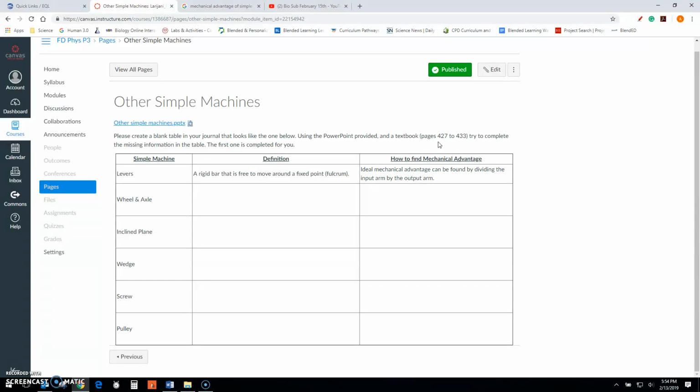So I definitely encourage you to talk about those definitions amongst people in your vicinity, at your tables, people that you typically group up with. See if you can together simplify some of those definitions, or maybe between the textbook and the PowerPoint come up with a shortened version of a definition or explanation for mechanical advantage.